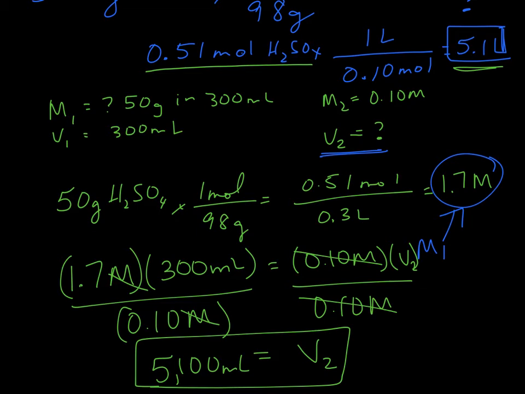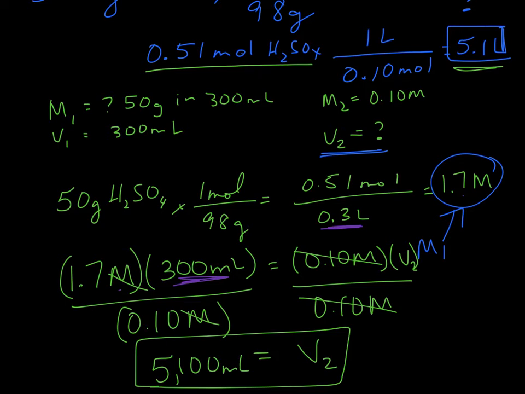If you can't think that way, that's fine. Just stick everything into the equation. Sometimes you may do a little bit more work. This took a little more work than that did, because we divided by 0.3 here to get the molarity, to plug it into this, and then we multiplied by 0.3. Or 300 milliliters, which is the same thing.